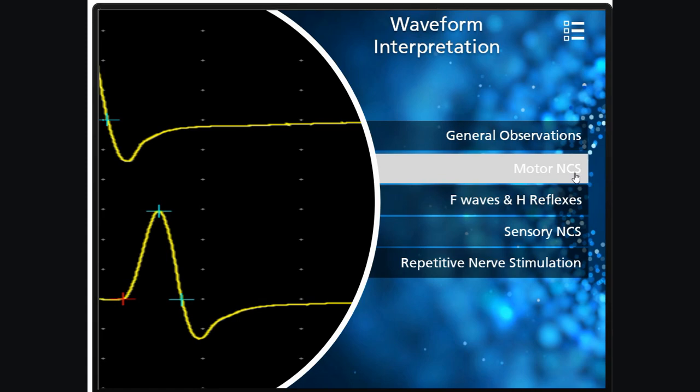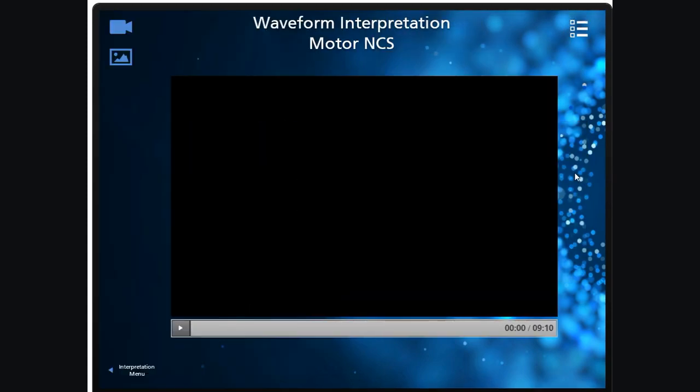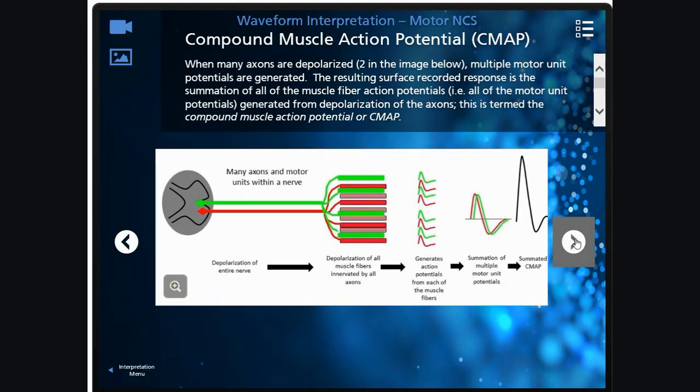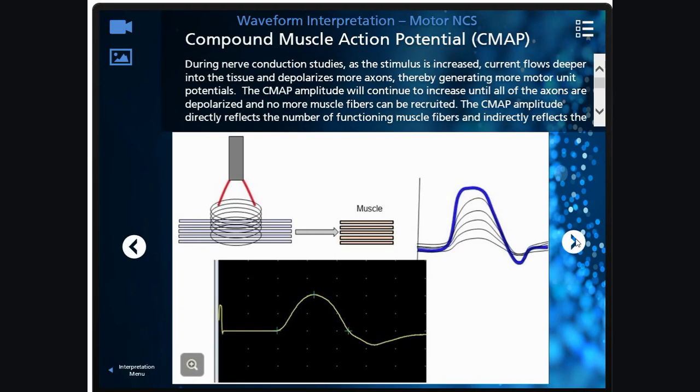So again, if we go to the motor nerve conduction study section, there will be a video that describes what we're recording during a motor conduction study. And there's also still images and text describing concepts related to that point that we're making. So here are some pictures describing what a CMAP is and what we are looking at and interpreting when we're interpreting a motor conduction study waveform.